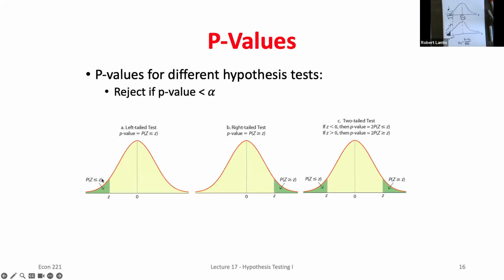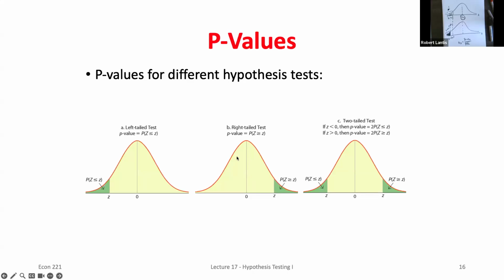Once I find this test statistic, or the number of standard deviations away that my sample evidence is, for a left-tailed test, sample evidence that was more inconsistent was anything even further to the left. So there, my p-value is going to be the area to the left of the test statistic I find.